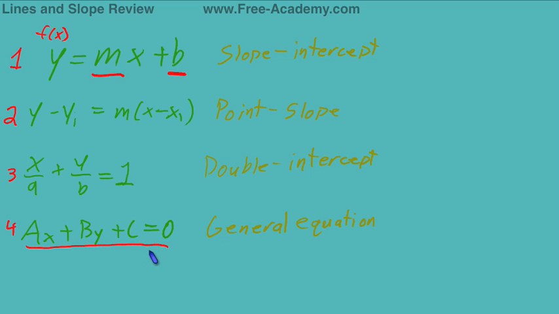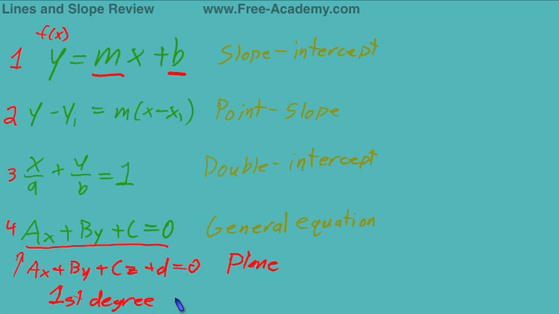When you get into multivariable calculus, you're probably going to be working with the general form the most. This can also be extended if you did ax plus by plus cz plus d. That would be the equation for a plane. Notice also that this is a polynomial of first degree. What that means is that your largest power of x is 1.